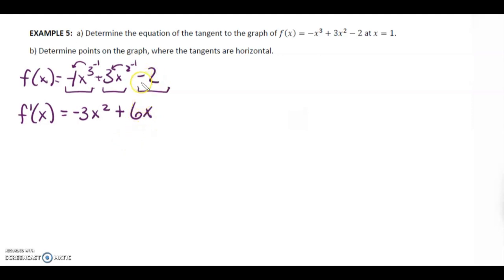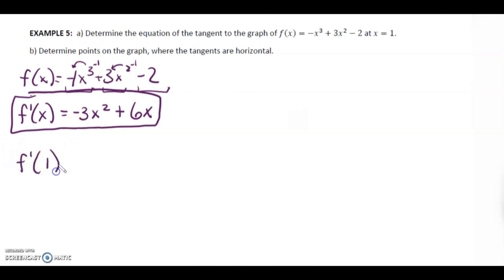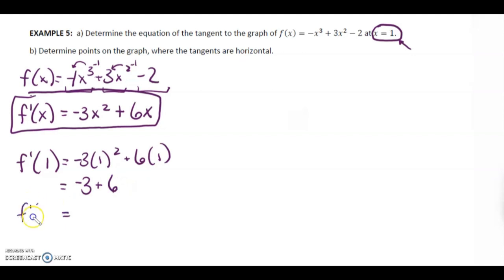And then the derivative of the constant is nothing. So this is our derivative. Okay, so we can say f prime at 1, which is what our question is asking us, right? We want to find the derivative at specifically this value. We can just go ahead and sub in the 1. So we get negative 3 times 1 squared, which is negative 3, plus 6 times 1, which is 6. So f prime at 1 is just 3. And this is all for answer A.